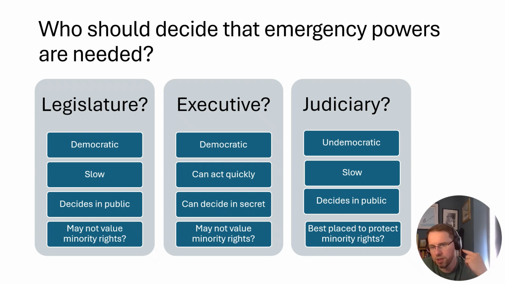And then the judiciary, well, the weaknesses of the judiciary are that it's undemocratic and tends to be quite slow again. It also decides cases in public for the most part, but sometimes it's considered to be the body that's best placed to protect minority rights because it's insulated from these democratic pressures, whether it is or not is a different question. But generally speaking, it's insulated from those political forces that may encourage the scapegoating or vilification of minorities.